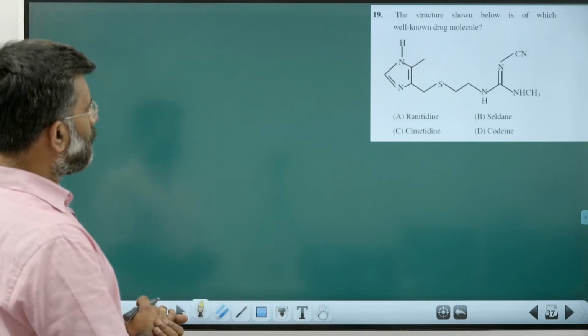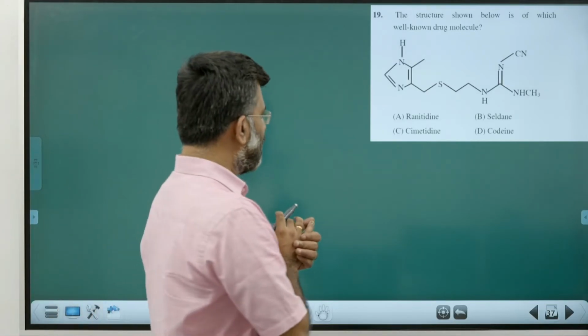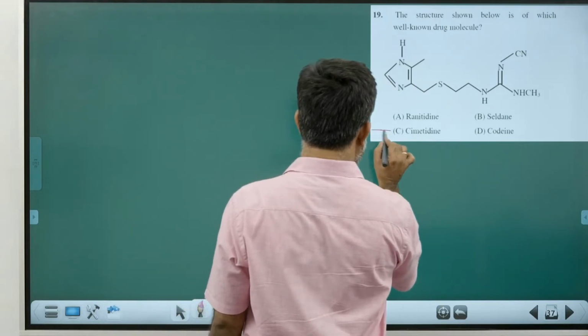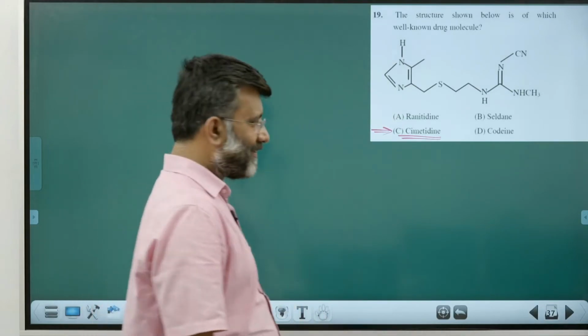A well-known drug molecule. The structure is available in the textbook. Cimetidine. The answer is cimetidine. Please verify with the NCERT. Okay, next.